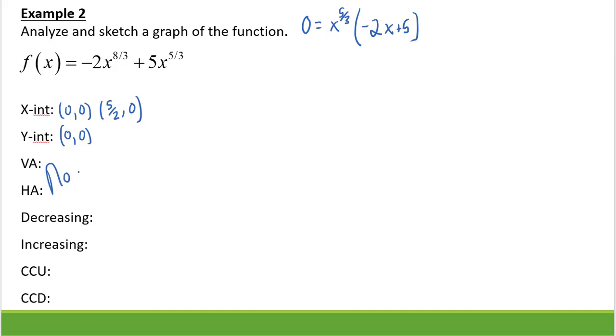We have no vertical asymptotes or horizontal asymptotes because it's not a rational function. I don't have one number over another. So now let's talk about finding our derivative. I bring down my exponent and multiply it so I get negative 16/3 x, and I reduce that by 1. Bring down the 5/3.